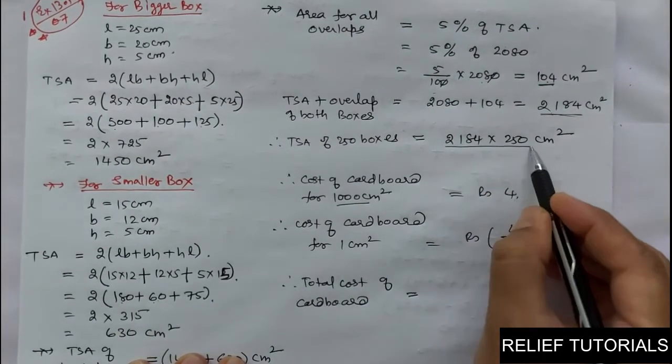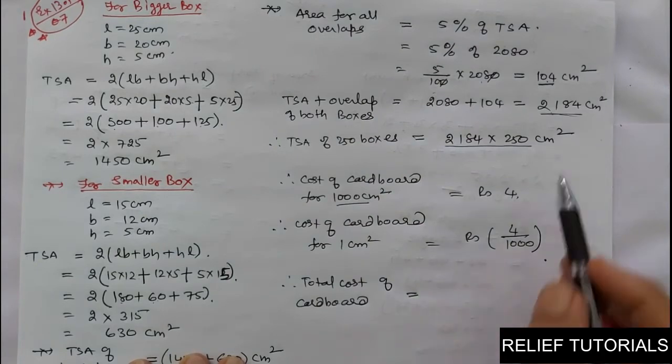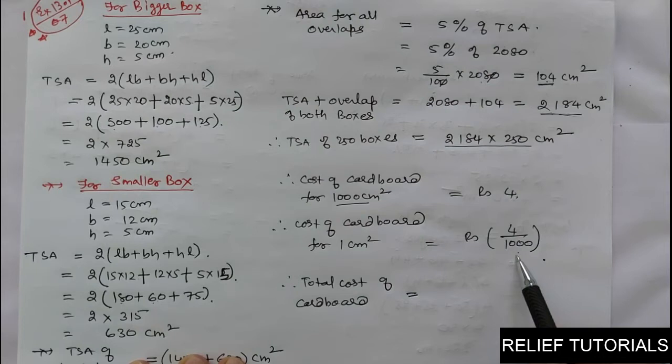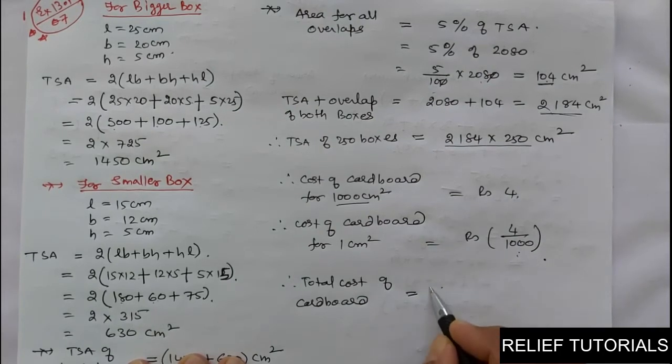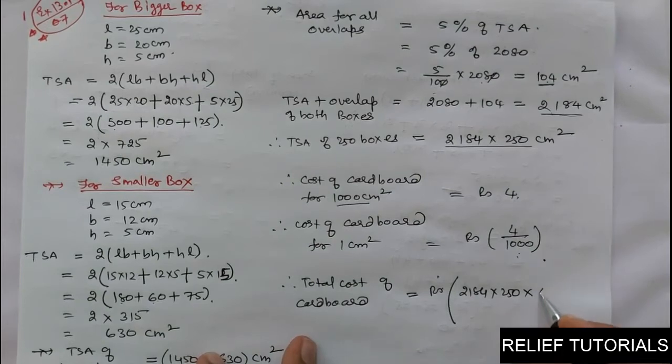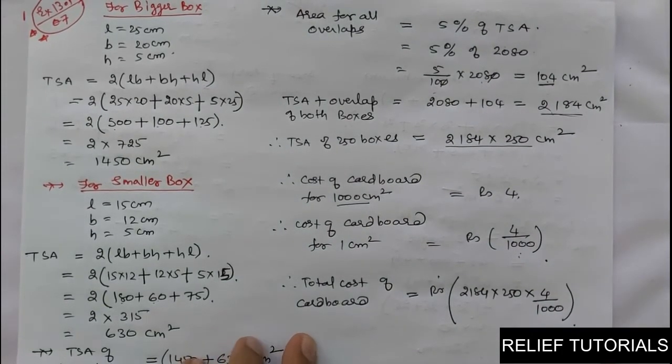This much amount of sheet is required. And the cost of 1 centimeter square is this. So you will multiply this with 4 upon 1000. So that is equal to rupees 2184 into 250 into 4 upon 1000. This much rupees is required.